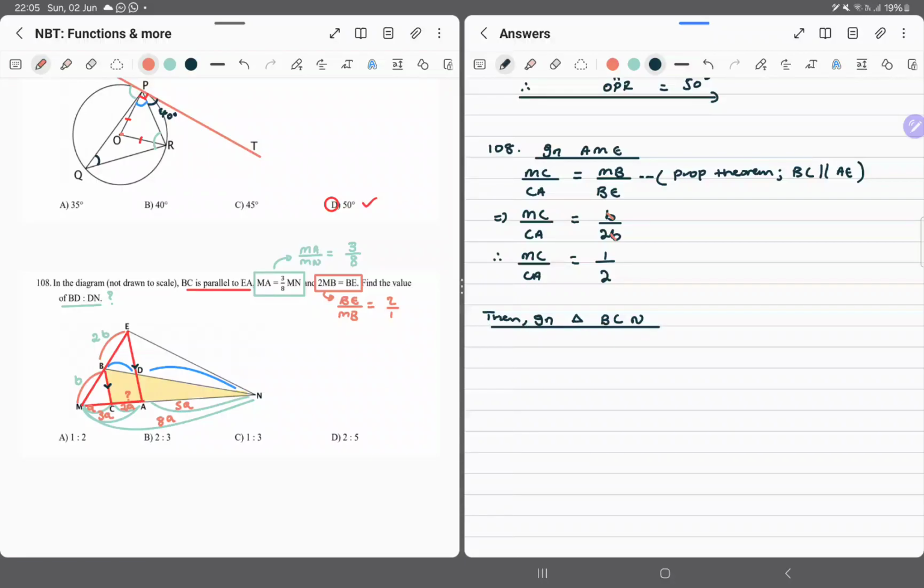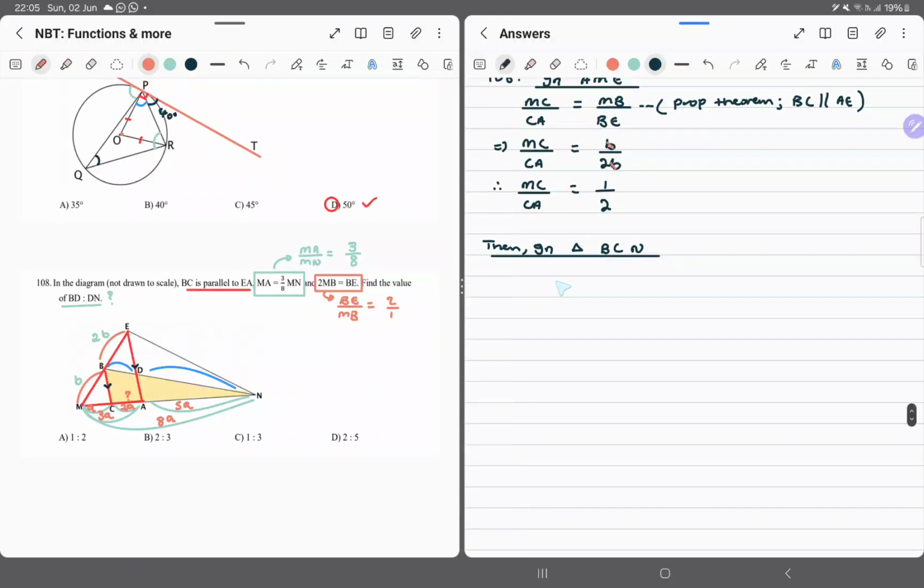What is there? We understand that what we are looking for is BD over DN. Now remember, this is written in ratio form, which means divide or division. So the best way to start is this way. This is going to be equal to CA over AN. Okay, I don't know what that is.